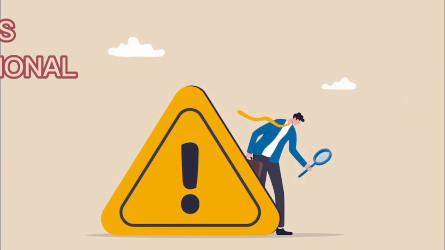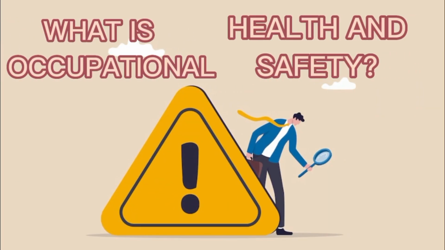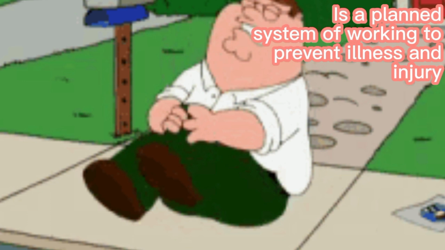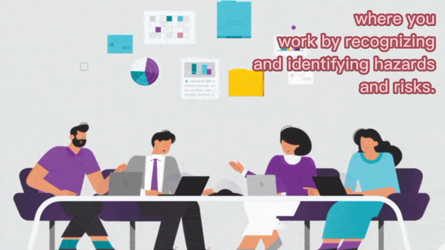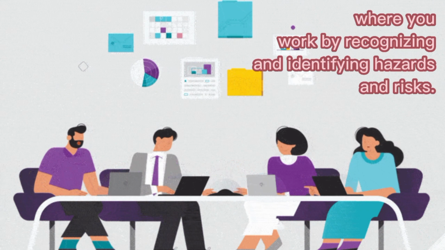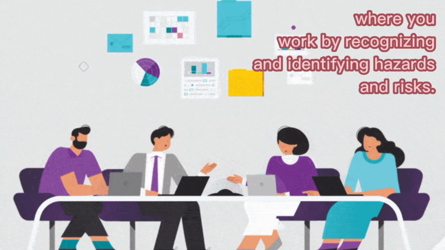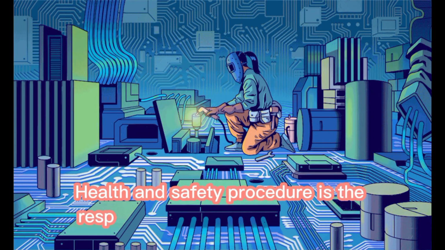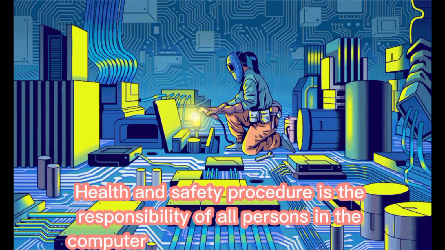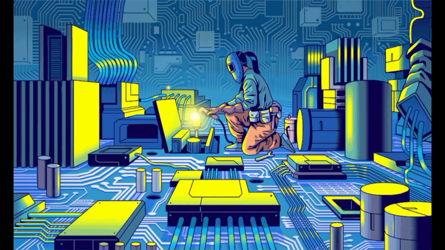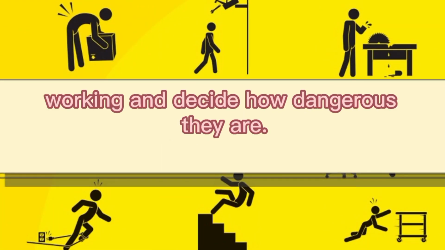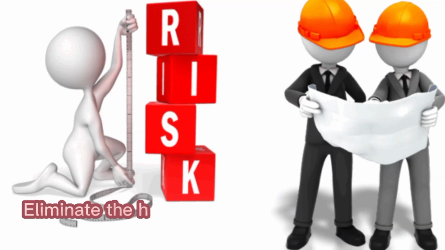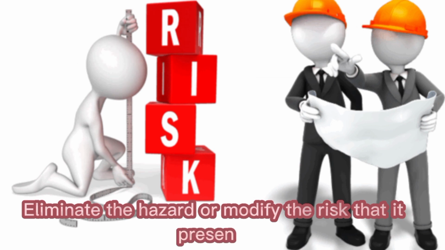What is occupational health and safety? It is a planned system of working to prevent illness and injury where you work by recognizing and identifying hazards and risks. Health and safety procedure is the responsibility of all persons in the computer and technology industries. You must identify the hazards where you are working and decide how dangerous they are. Eliminate the hazard or modify the risk that it presents.